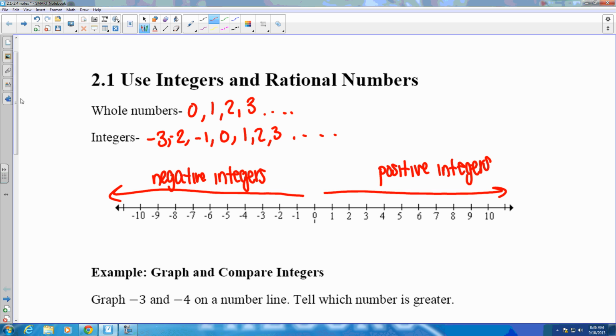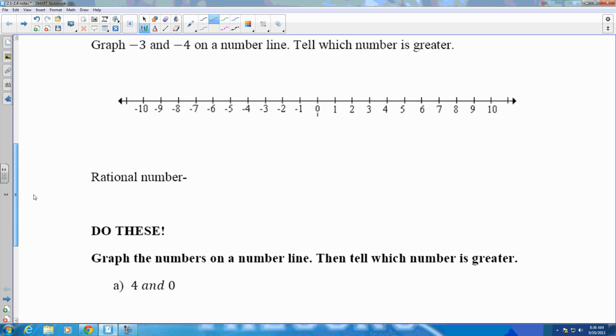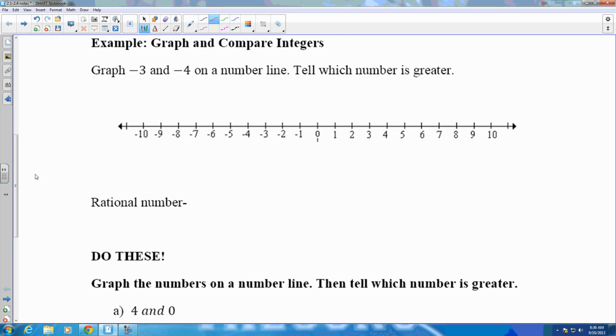Okay, now we're going to graph and compare a couple of integers to one another. Graphing just means finding it on the number line, so -3 and -4. Because -3 is farther to the right, -3 is greater.